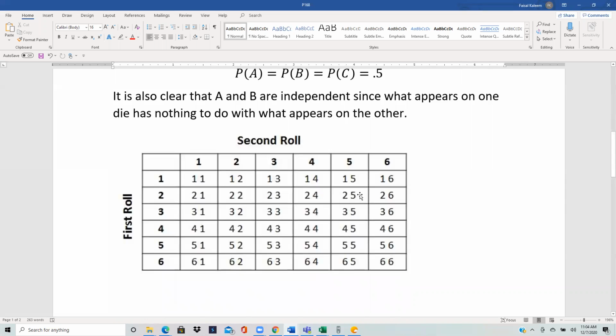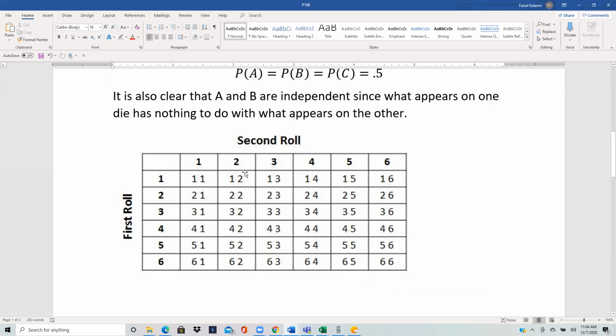Okay, now we know about independence of two events. It's very clear that A and B are independent because A is first die being odd and B is second die being odd. And whatever one die shows has nothing to do with the other one. So A and B are obviously independent.